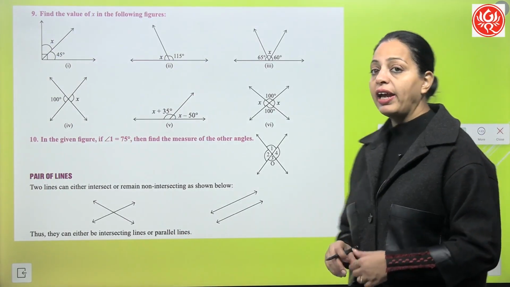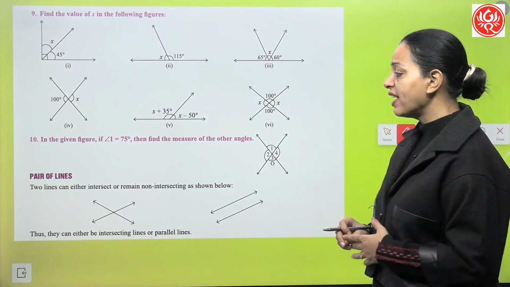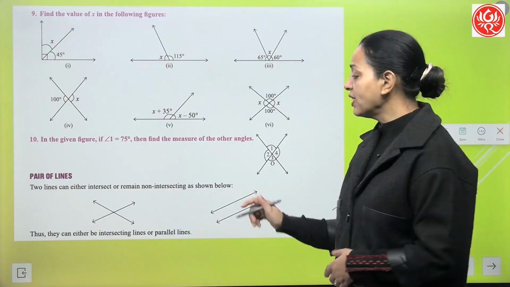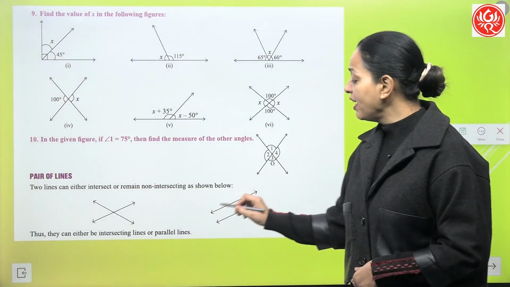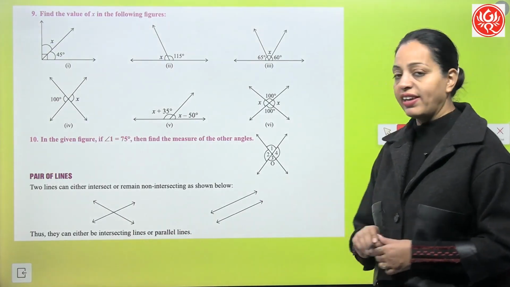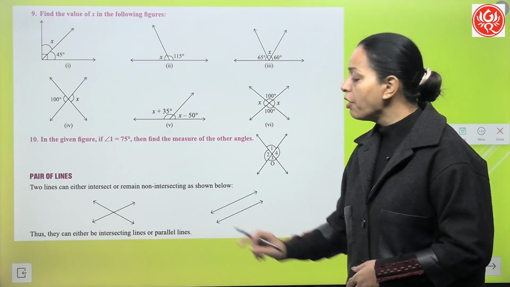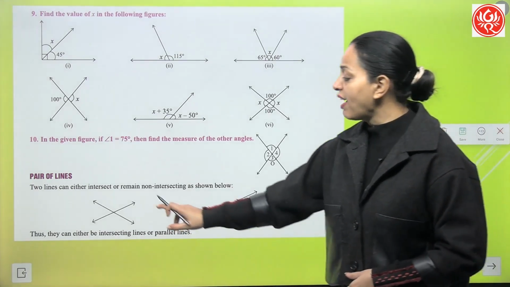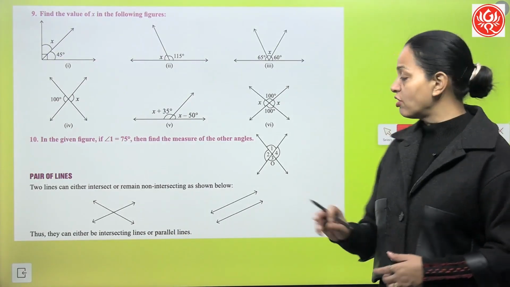Now the next is pair of lines. अब हम बात करते हैं pair of lines. Two lines can either intersect or remain non-intersecting as shown below. या तो lines कट करेंगी या फिर lines ऐसे जाएंगी. So thus they can either be intersecting lines or parallel lines. So these are intersecting lines and these are parallel lines, right?